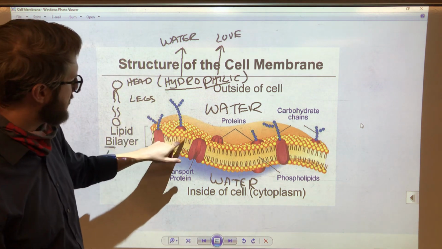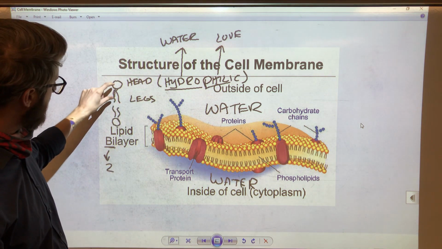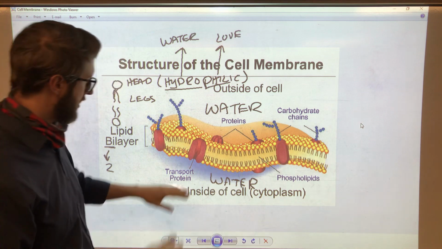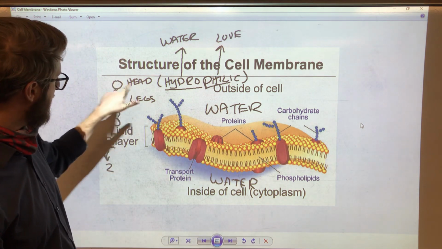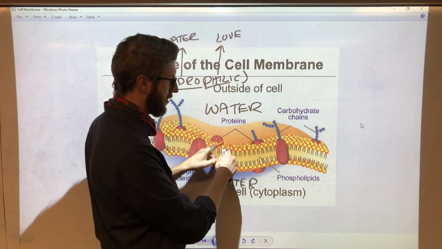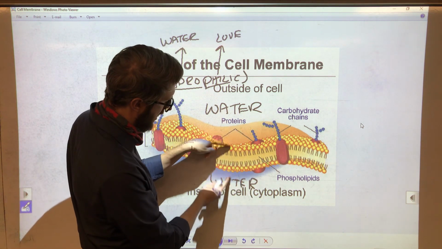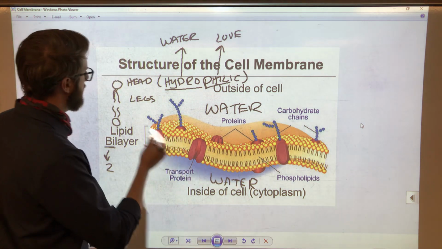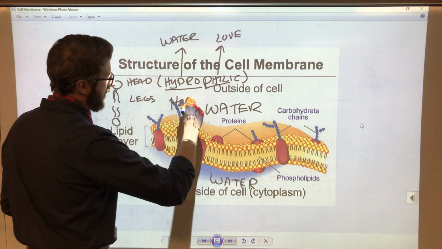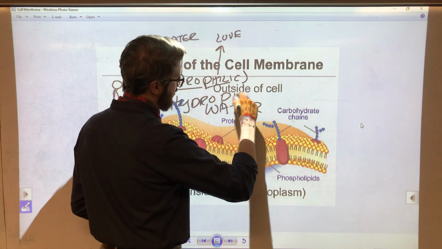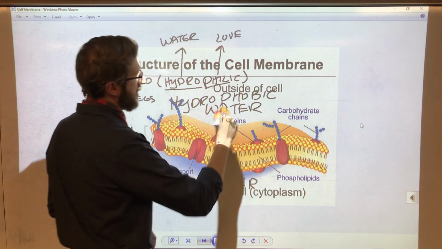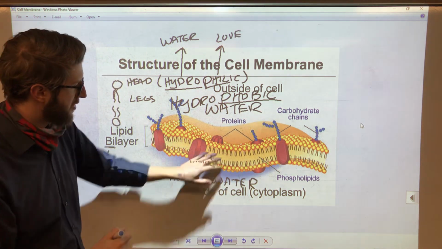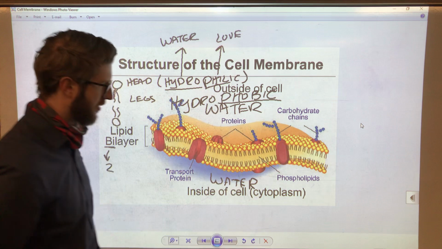So the parts of the phospholipid molecule, the head and the legs, the part that loves water is going to be the part that's facing the water. And so these hydrophilic heads are where the water is. They're pointing toward the water on both sides. That's why the heads point away from each other. And the legs, because they are what we call hydrophobic, water hating. So the legs hate water, so that's why they're in the middle, away from where the water is.